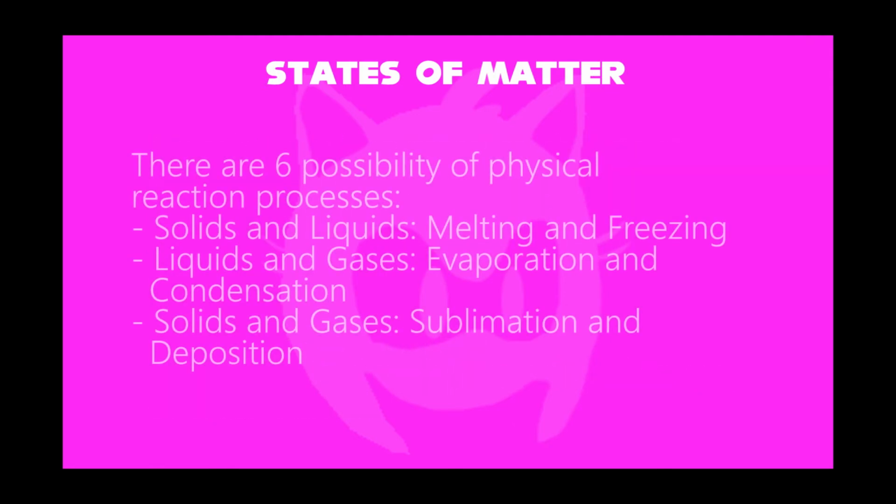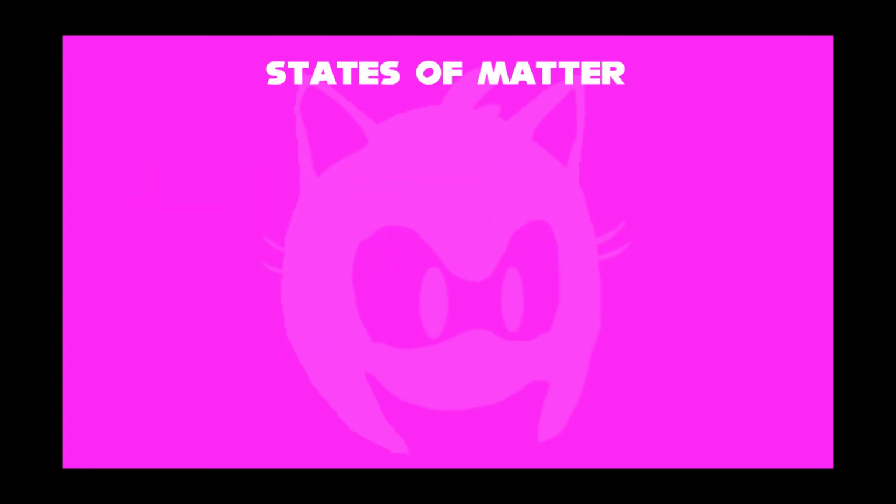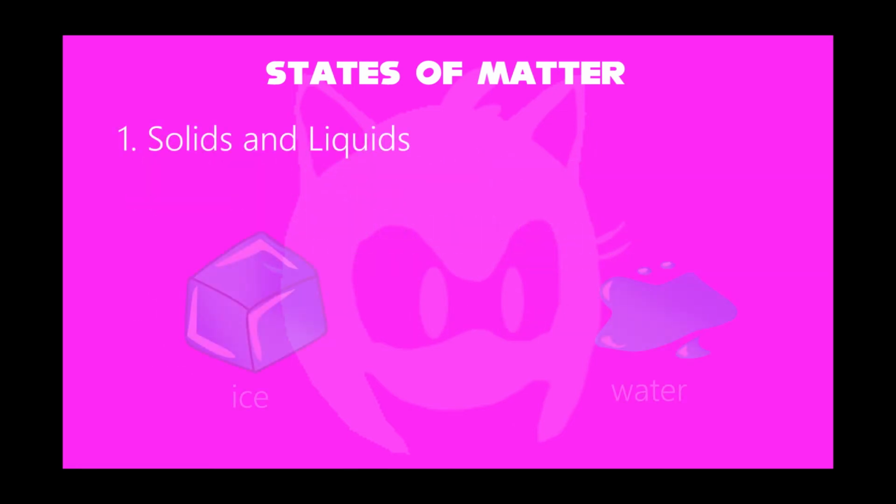Now we will move ahead to the 6 processes. 2 for the reversible reaction between solids and liquids: melting and freezing. 2 for the reversible reaction between liquids and gases: evaporation and condensation. And 2 for the reversible reactions between solids and gases: sublimation and deposition. First, we have solids and liquids.